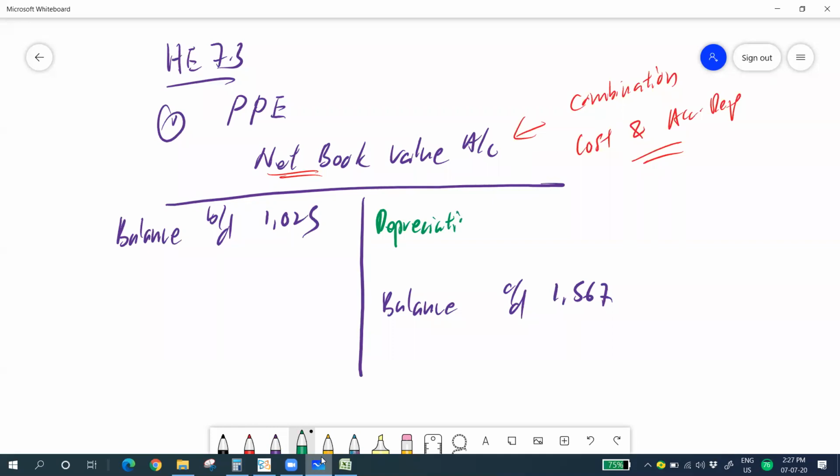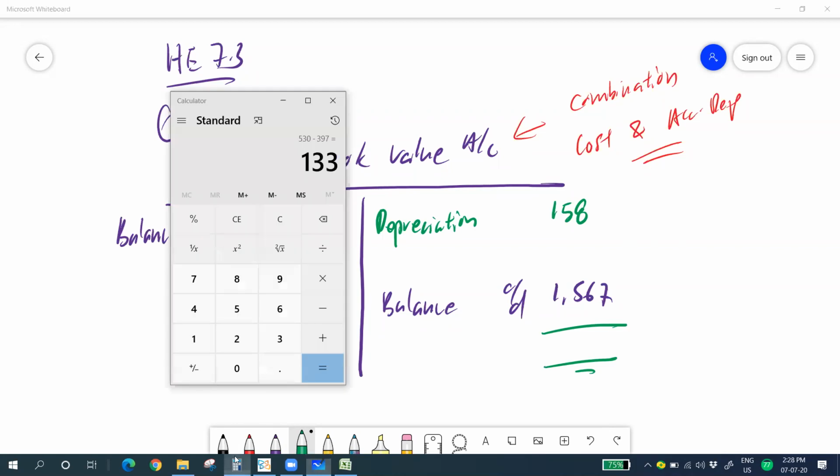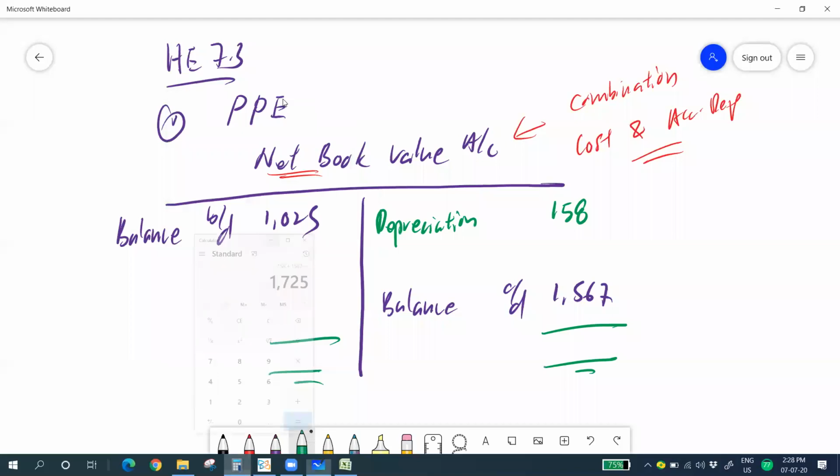Why on the credit side? Because depreciation will reduce the value of the asset. So the credit side is reducing the value. So 158 here. All right, very good. All giving the correct answer, 158. So we can balance the ledger. Calculator please, 158 plus 1,567. So it's 1,725. So we know the total is 1,725 here. So the debit side should be 1,725 as well.